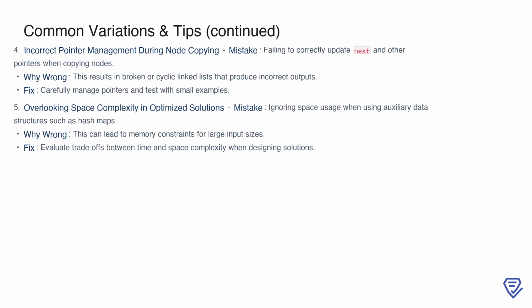Another point to consider is the space complexity of your solution. While using hash maps or other auxiliary data structures can optimize time complexity, they come at the cost of additional space usage. For large inputs, this can result in memory constraints. It's important to evaluate the trade-offs between time and space complexity and choose an approach that aligns with the problem requirements. Balancing these aspects ensures a robust and scalable solution.